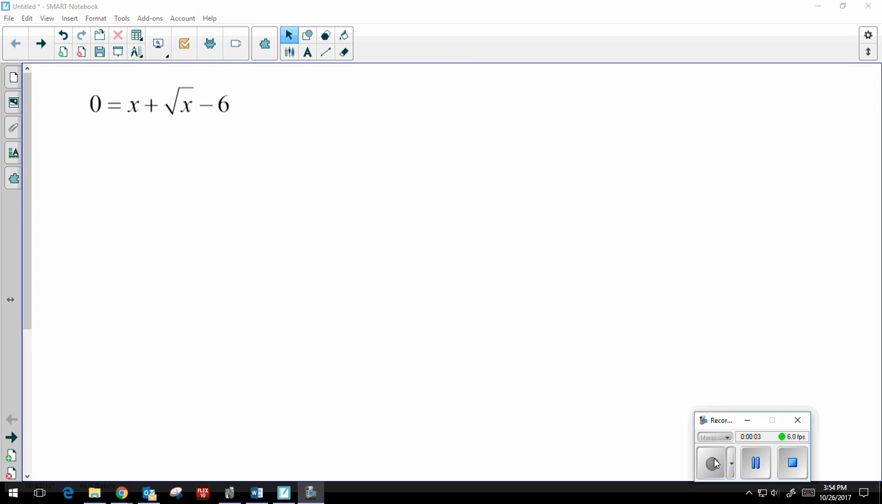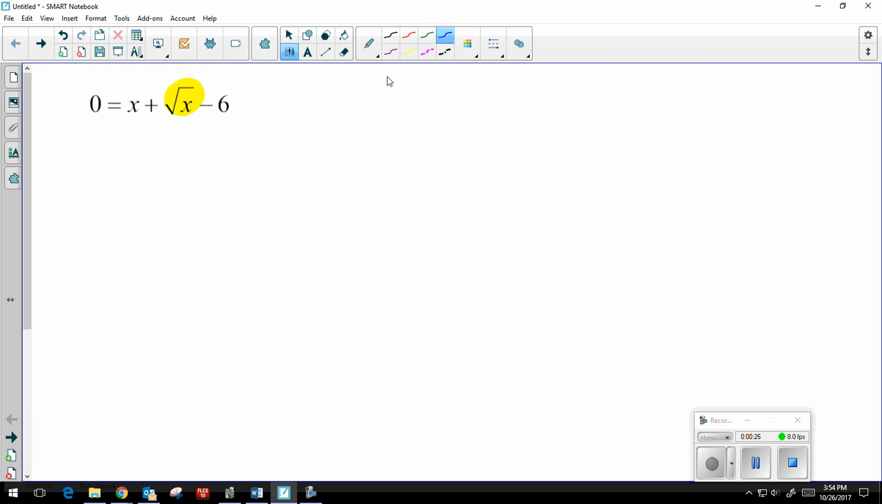Let's take a look at this radical equation. 0 equals x plus radical x minus 6. Now, in radical equations, our goal is to isolate the radical. So this one looks a little bit different because it's equal to 0, but that's okay. My goal is still to isolate that radical. So I'm going to highlight it. This is what I want to get by itself.